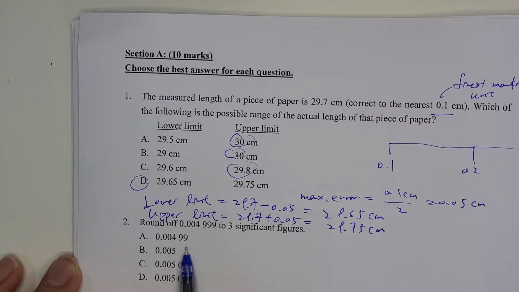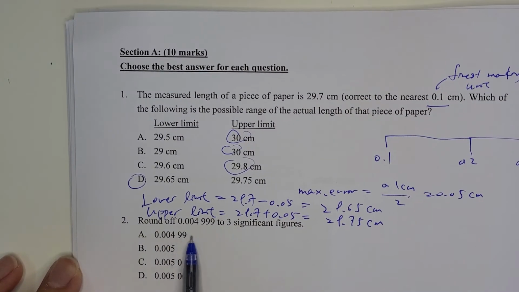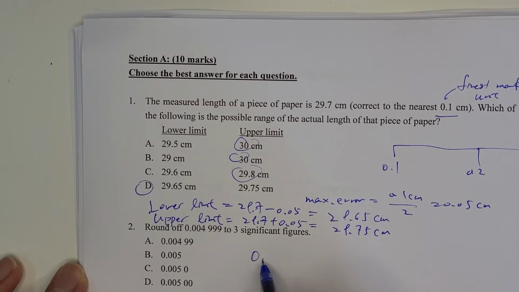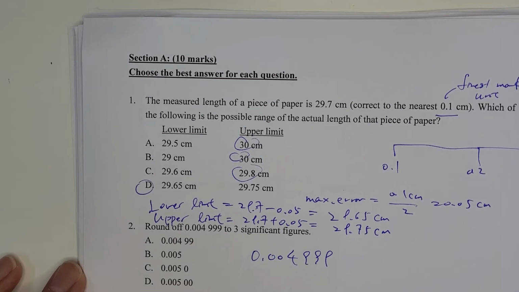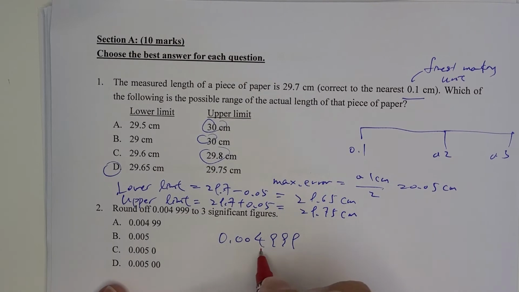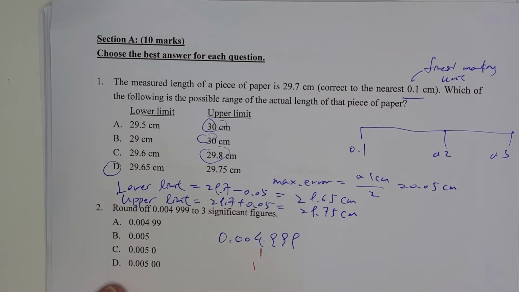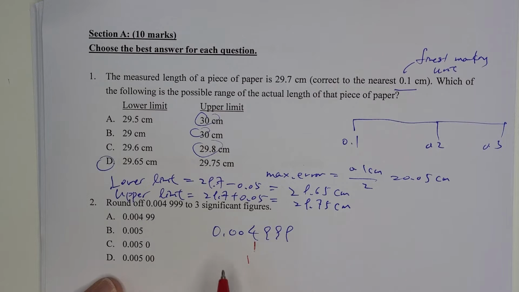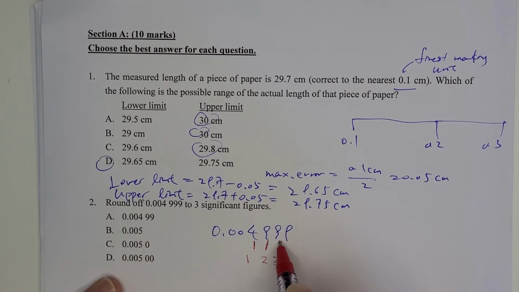So question number 2. Round off this number to 3 significant figures. So when you are considering this number, which number is the first significant figure? Okay, this is the first significant figure. Starting from the leftmost non-zero digit will be the first significant figure. That is the second significant figure, and the third one. Okay, the third one. That's the fourth one.